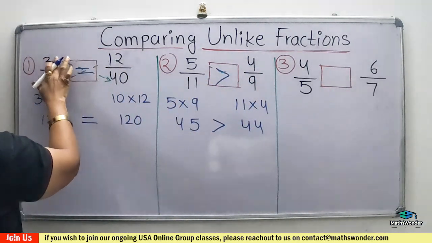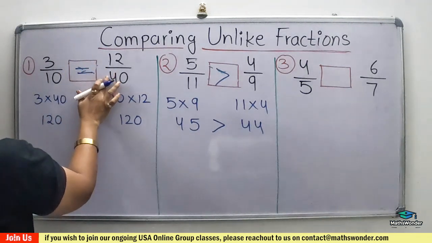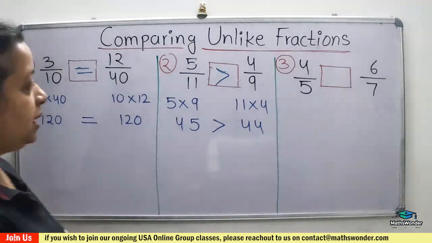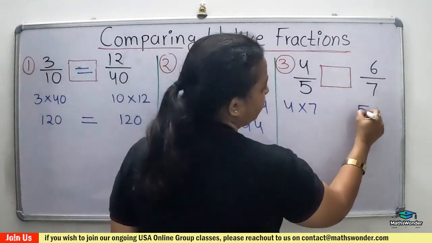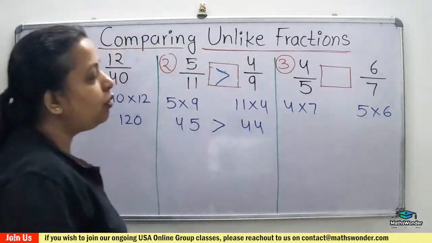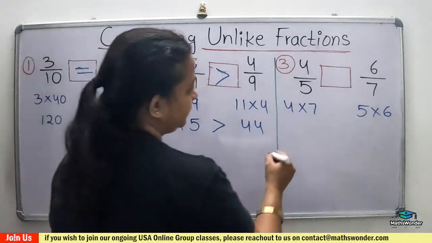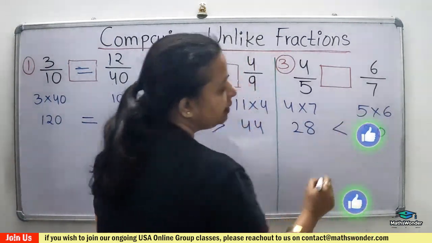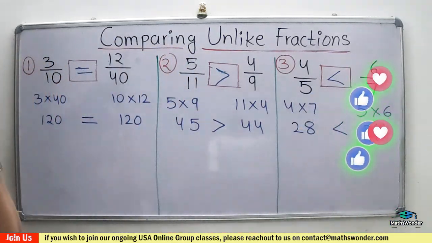So the sequence is the same. Okay. The first numerator multiplies with the second denominator, and the second denominator multiplies with the first numerator. The same 5, 4 times 7 and 5 times 6. 4 times 7 will be 28. 5 times 6 will be 30. Definitely 30 is greater, so the same side fraction will be greater.